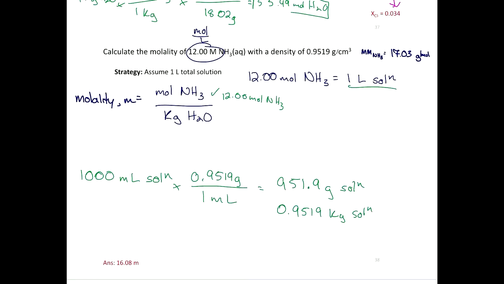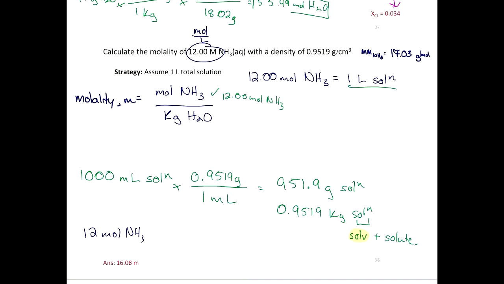This weight we just calculated is the weight of the entire solution. What does the solution mean? Solution means solvent plus solute. We just want the number that the solvent contributes, not the solute. So to figure out how much of my sample is solvent, just the water, I'm going to use the 12 moles of ammonia that this sample possesses, figure out how much that weighs, and subtract the two.